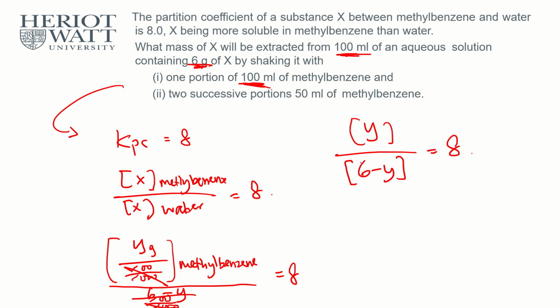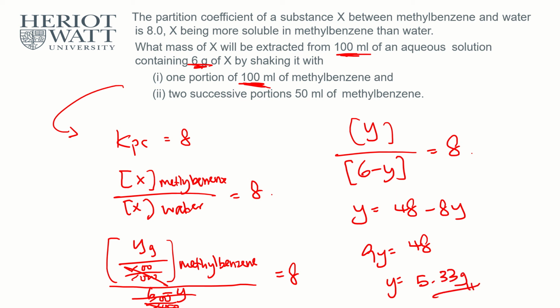And then, of course, you just solve it using your mathematical way. So what we're going to do is we just multiply it. Y equals 48 minus 8Y. All right, so 9Y equals 48. So Y equals 48 divided by 9. You get 5.33 grams. So this is the mass of X that is extracted from the aqueous solution into the 100 ml methylbenzene. So the first one is done. This is the answer for the first question.